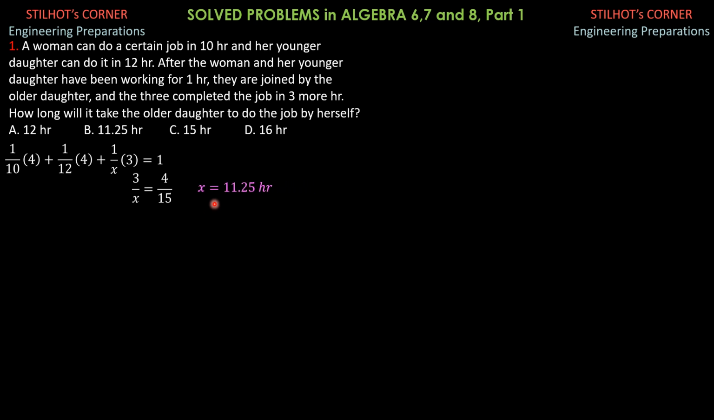So it will take the older daughter 11.25 hours to do the certain job by herself.